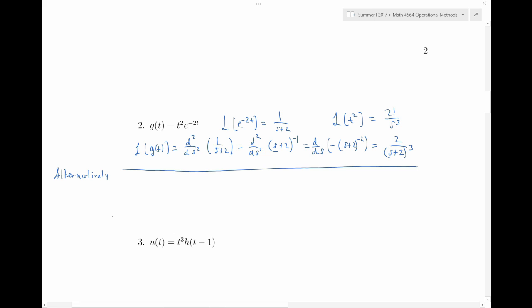Alternatively, we can use the shift theorems and just say that the Laplace transform of g of t is simply the shift of 2 over s cubed, so that ends up being 2 over s plus 2 cubed.